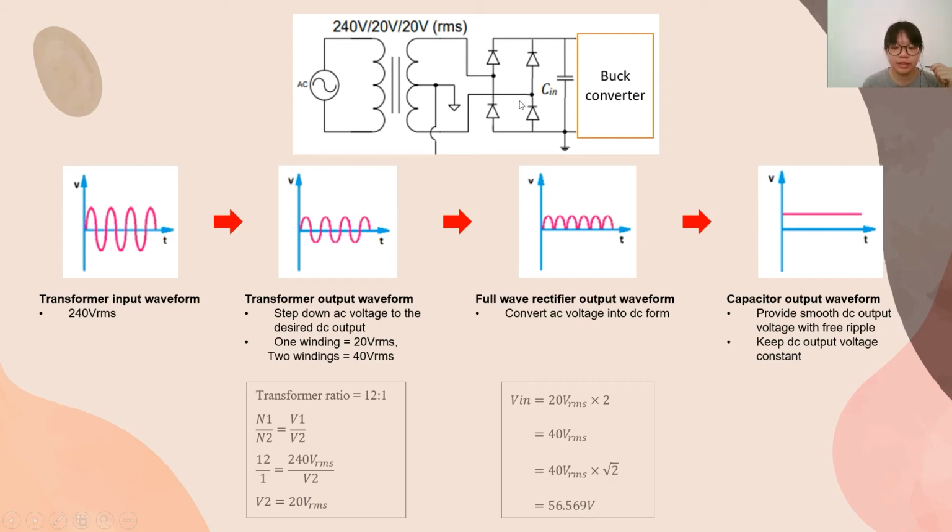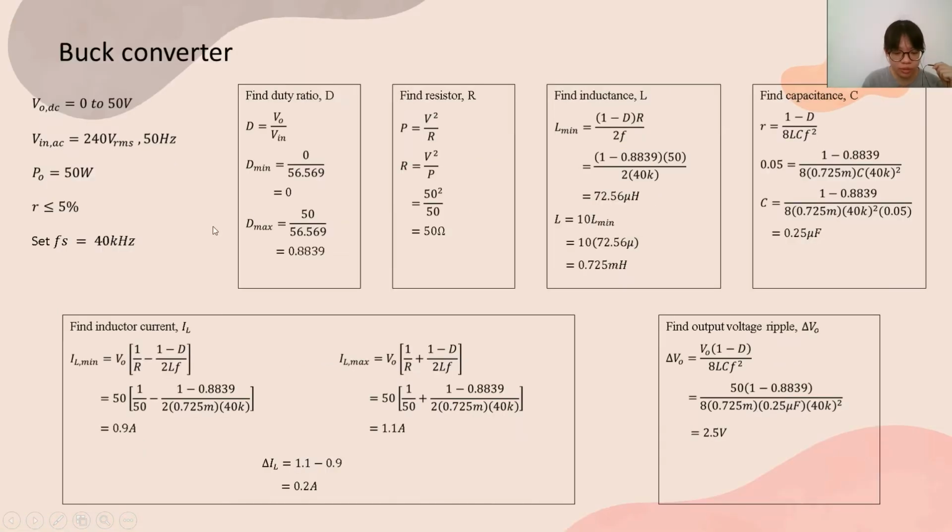And next, there is a full wave rectifier circuit to convert AC voltage into DC form. And a capacitor is to provide a smooth DC output voltage with free ripple. This can keep the DC output voltage constant to protect the buck converter. From the requirement, we can calculate the condition of the buck converter. Besides that, we set our switching frequency as 40 kHz.